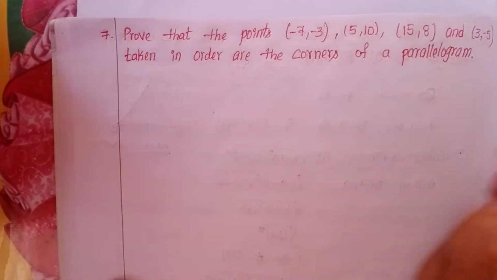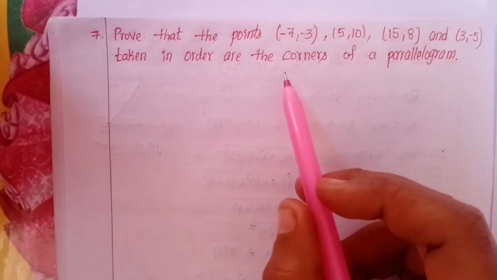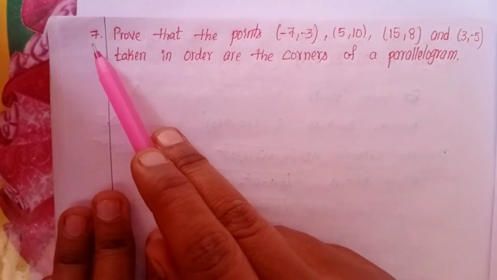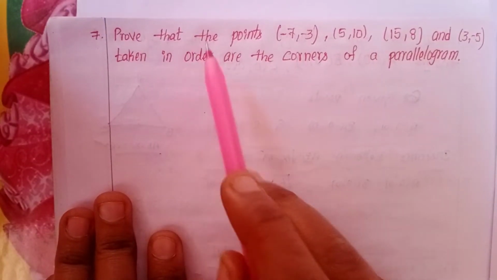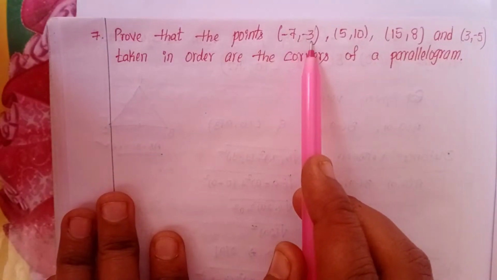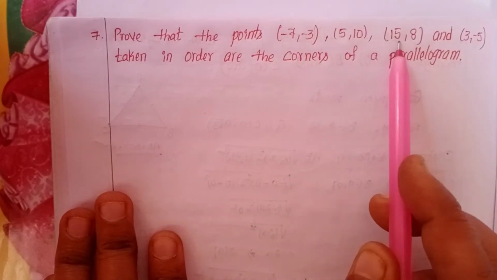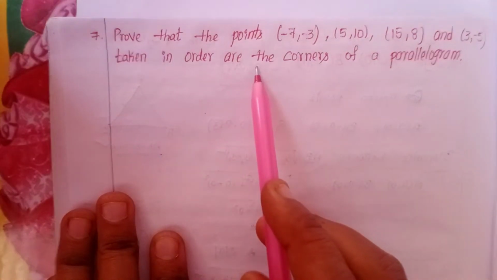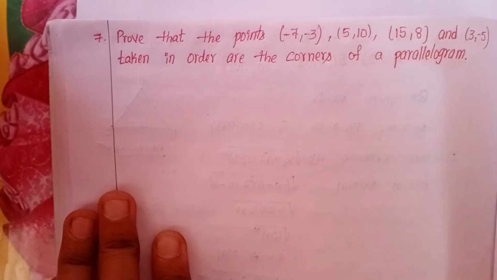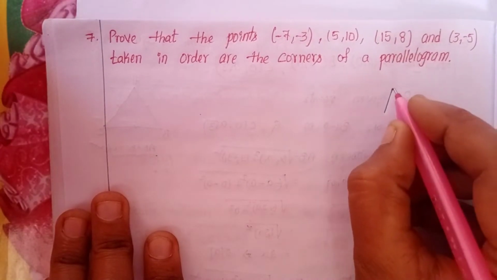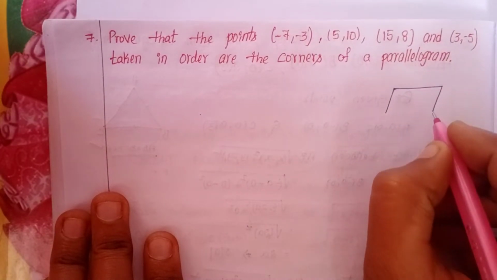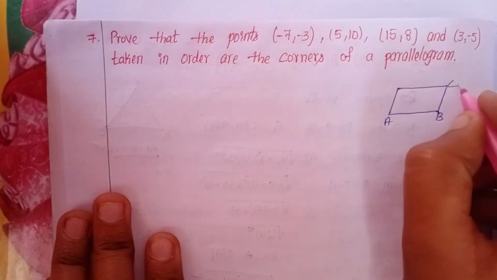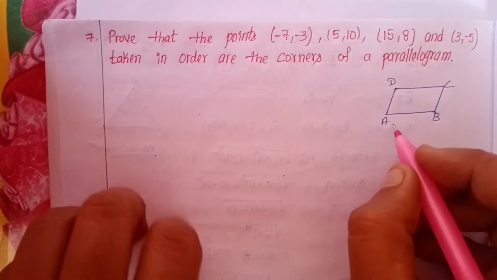Today we will discuss Andhra Pradesh class 10 chapter number 7, coordinate geometry, exercise 7.1, 7th problem. Prove that the points (-7, -3), (5, 10), (15, 8) and (3, -5), taken in order, are the coordinates of a parallelogram. This is a parallelogram, and these are its corners.